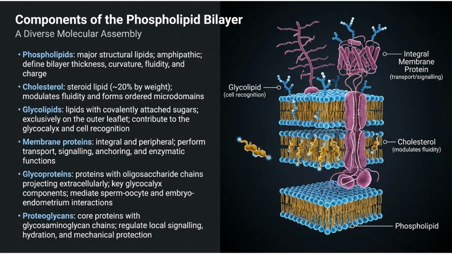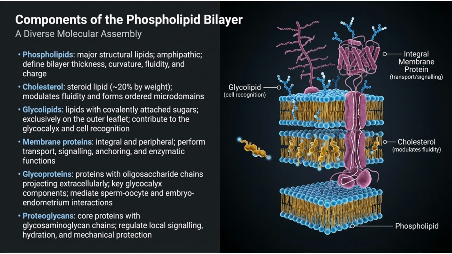Integral proteins are embedded within the bilayer, with hydrophobic segments that anchor them in the nonpolar core. These include ion channels, transporters, receptors, and enzymes. Peripheral proteins associate with the membrane surface without penetrating the bilayer, often attaching to the head groups of lipids or to integral proteins. Glycoproteins are proteins with oligosaccharide chains projecting from the extracellular surface. They are major components of the glycocalyx and play pivotal roles in sperm-oocyte binding.